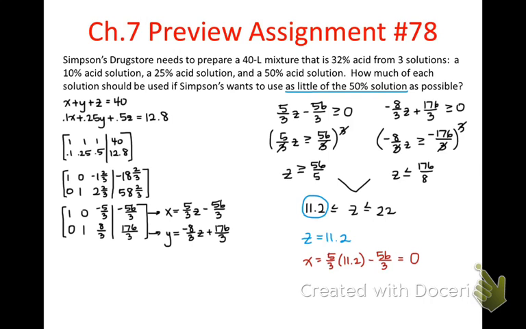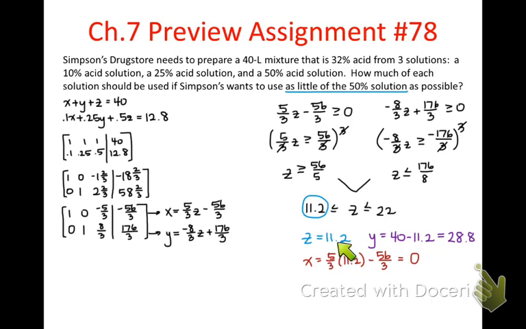And then, what's an easier way to find how much y we're going to use? Rather than plugging it into this whole thing and doing that ugly computation, what do x, y, and z have to add up to? 40. I'm not using any of x, so wouldn't it be easier just to do 40 minus 11.2 to find y? Okay, and what is that? 28.8. So we have solved the problem.